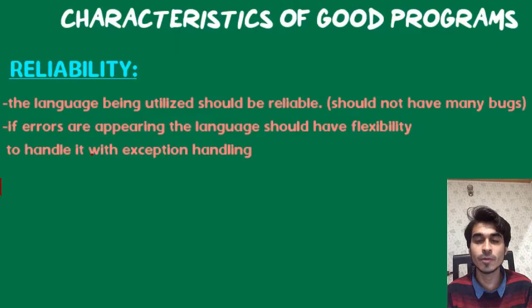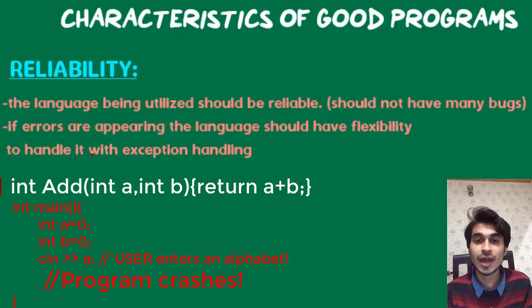Similarly, suppose you are making a calculator program. You are asking a user to enter any number. But what happens if a user enters an alphabet to calculate? For instance, suppose you are doing an addition. You ask the user to enter a number, but what happens if the user enters an alphabet? So what will the program do then? The program should have the flexibility to handle such cases.